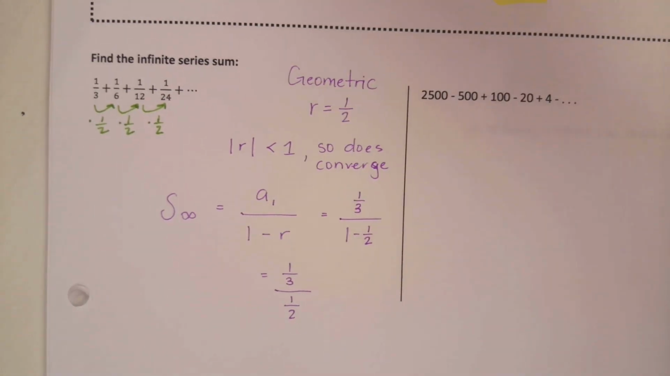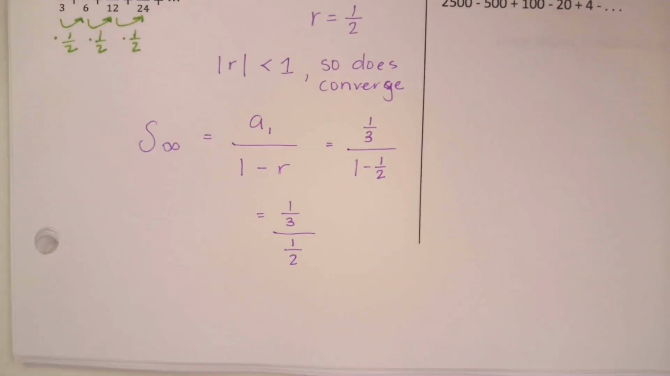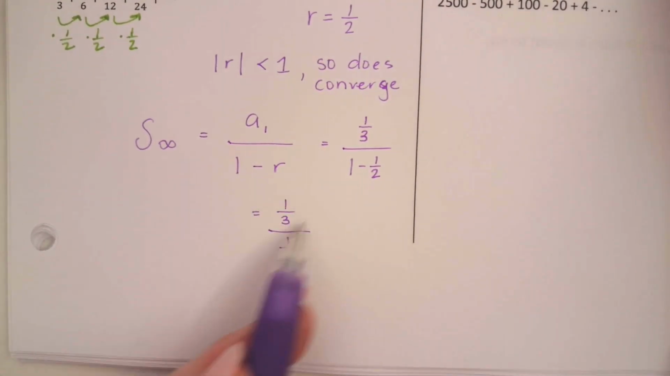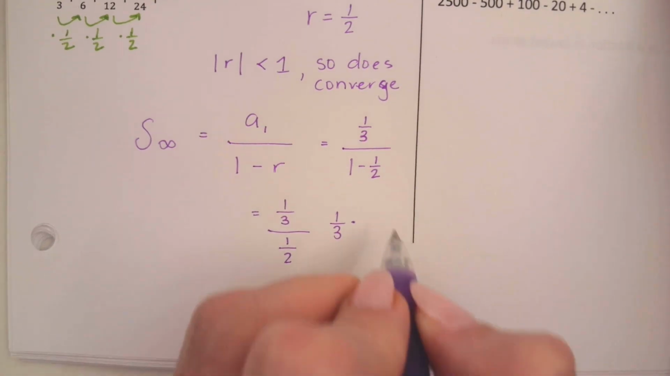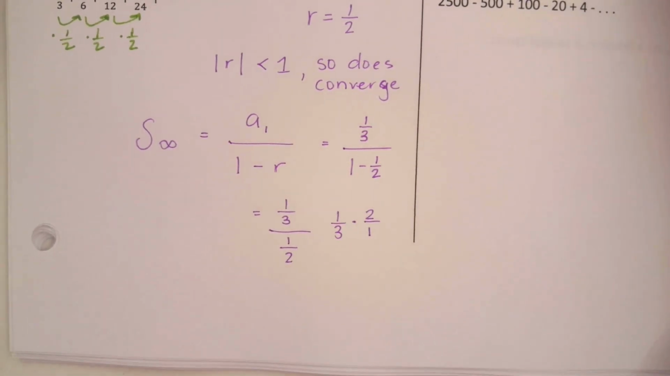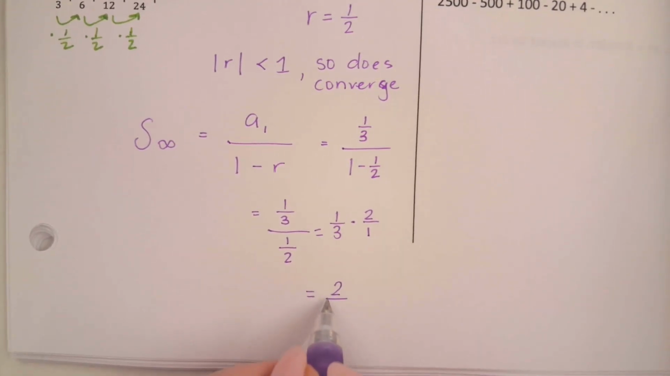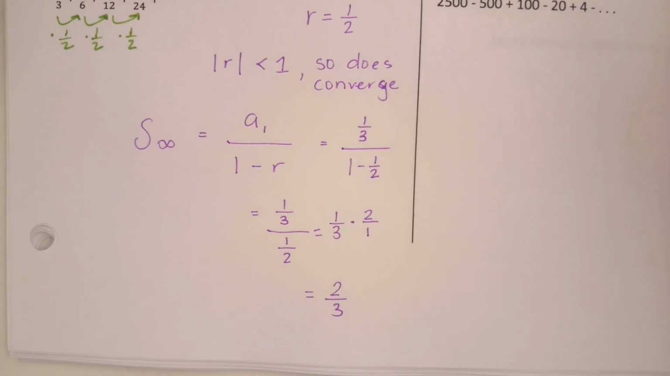How do you divide fractions again? You learned in the 6th grade. Keep, change, flip. Change this to multiplying. Flip the second one over to be 2/1. And you get top times top, bottom times bottom. 2/3.